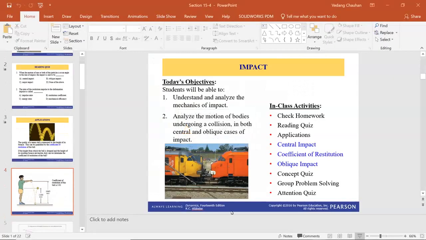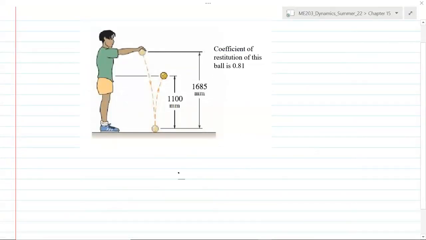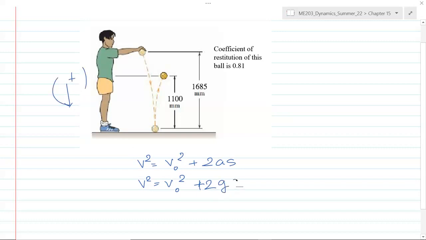So let's calculate this here. Now this is the equation v squared equals v0 squared plus 2as. We are familiar with this equation from chapter 12, which is kinematics of particle. Now this is the case of straight gravitational attraction, so we can say that v squared equals v0 squared plus 2gs, if we assume going down is positive, then gravitational attraction is positive, where g is gravitational acceleration.